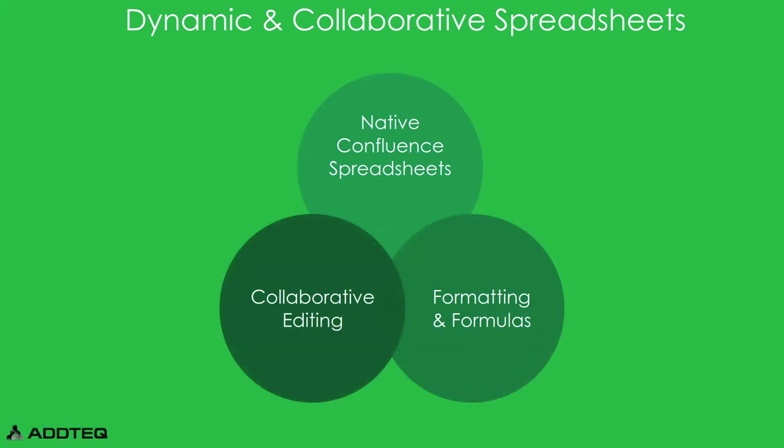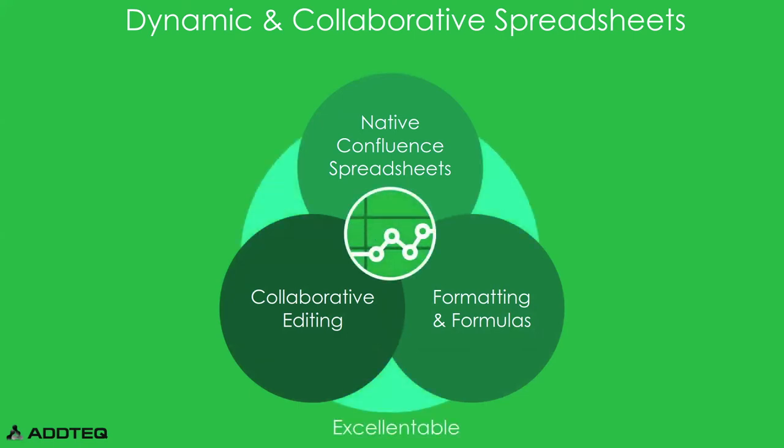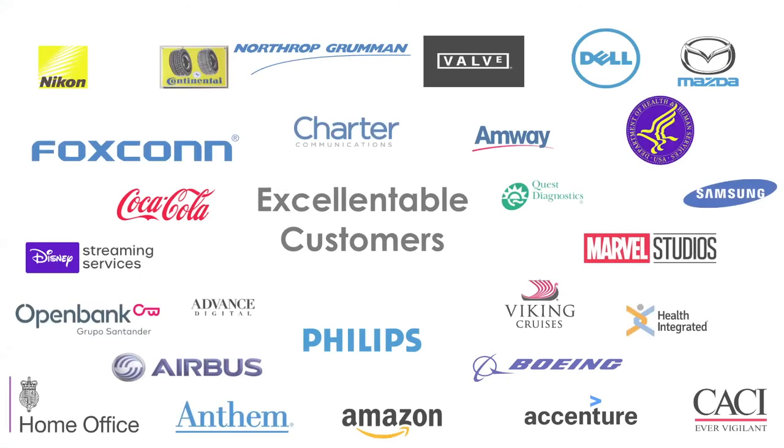And third is collaborative editing. Since Confluence is a collaborative tool, Excellentable also needed to have collaborative editing so that multiple users can edit at the same time. So basically with these three things, we have created a tool, Excellentable, and right now we have over 600 organizations that trust their data with Excellentable, and we have around 10% of the Fortune 500 companies currently using Excellentable.